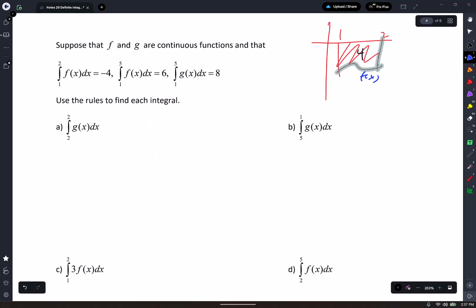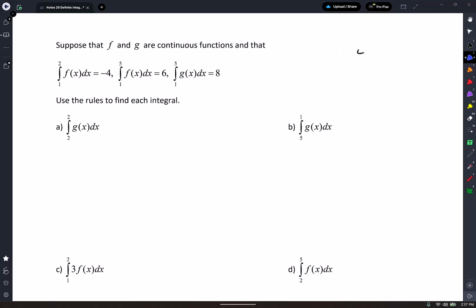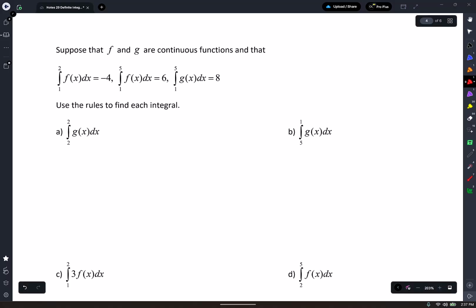Yeah, they were correct, but we don't know how f of x looks. They don't give us a function, right? They just tell us they're continuous and those values. Okay, from 2 to 2, have I moved? So what's this area? 0. Letter B. Why did it change into the two?